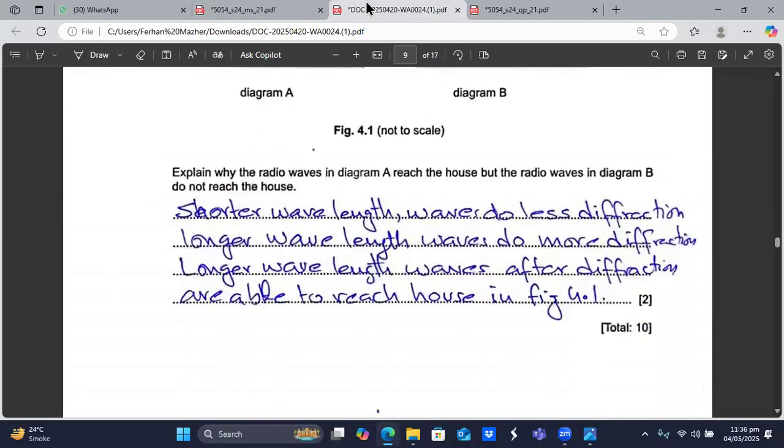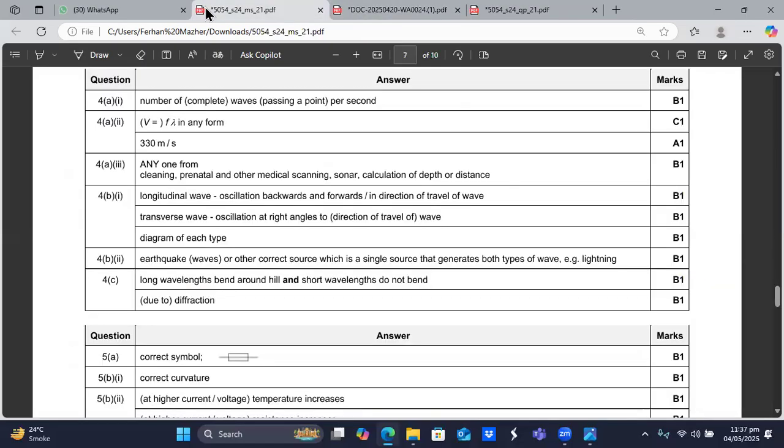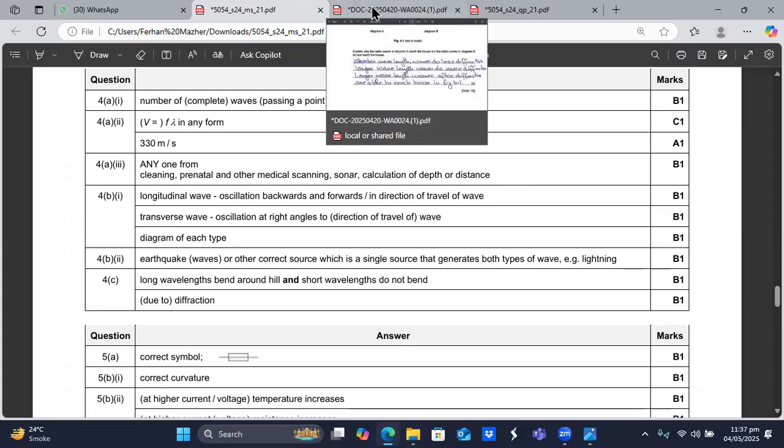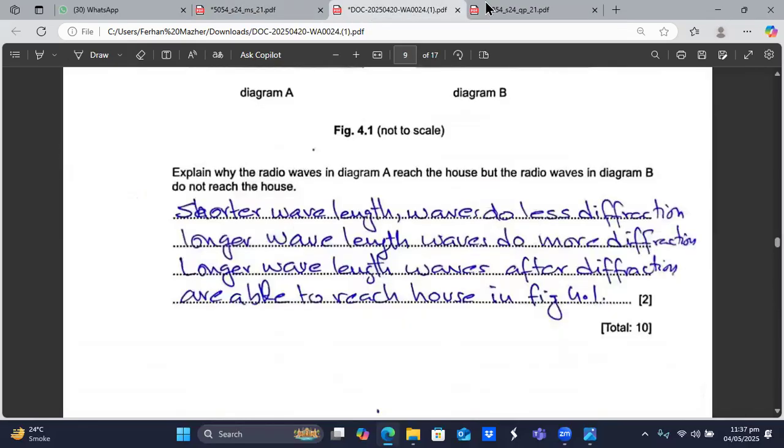The shorter wavelength waves do less diffraction. Longer wavelength waves do more diffraction. Longer wavelength waves after diffraction are able to reach the house in figure 4.1. The marking scheme is showing up for you. I hope you understand. You can take your time if you need more time with this marking scheme.